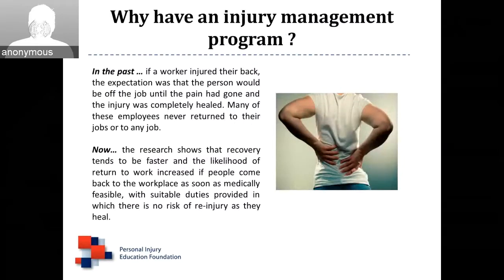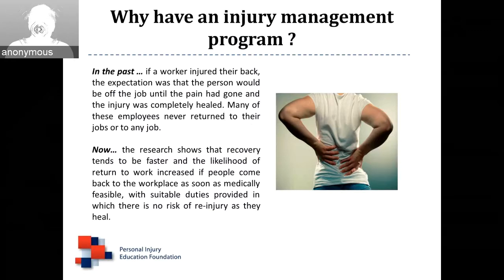So why have an injury management program? Even for small companies, they generally do have some procedures for dealing with injured or ill employees, but there are several reasons why having a formal injury management program is worthwhile.